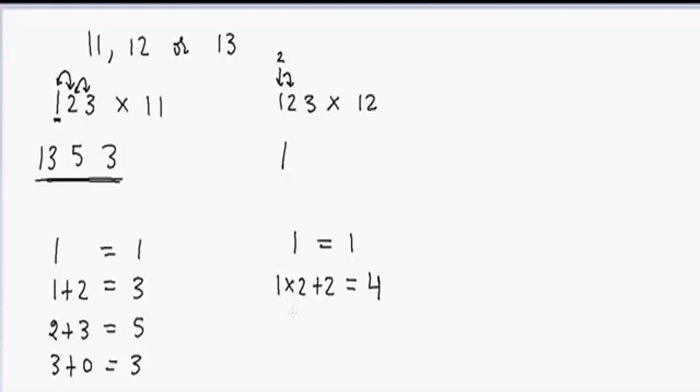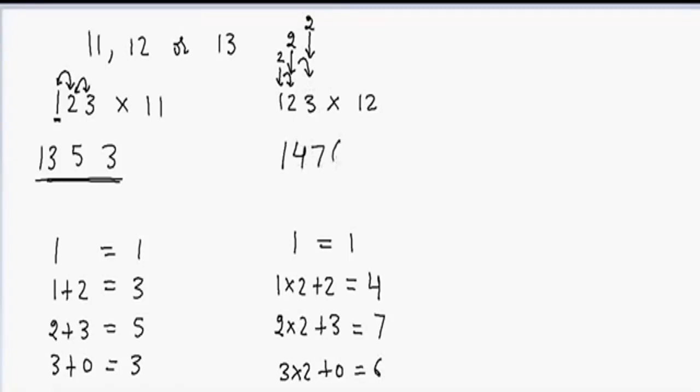Then for calculating the third digit of the answer, I'll do 2 into 2 plus 3, that will be equal to 7. So I multiply this by 2 and then add the 3. And then for the last digit, I multiply the last digit by 2. So 3 into 2 plus 0 will be equal to 6. So the answer will be 1, 4, 7, 6. So basically I am multiplying each digit by 2 and then adding the next digit into it.